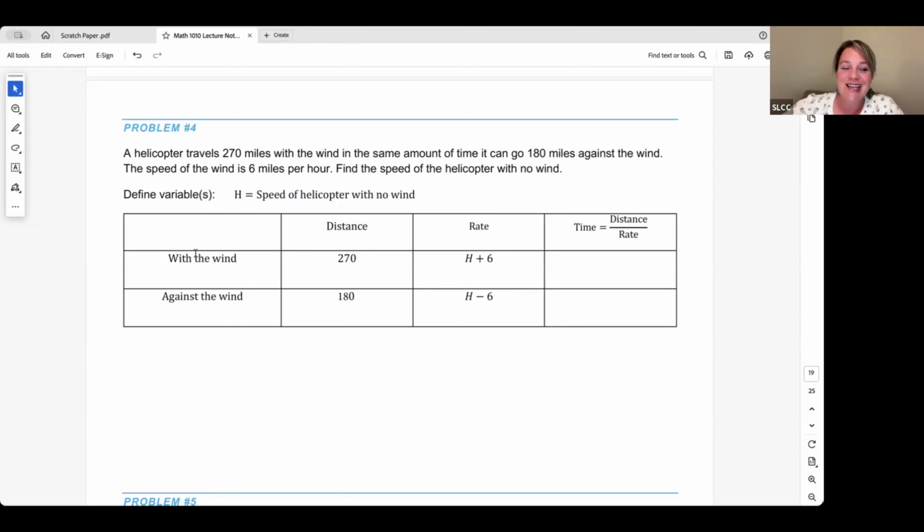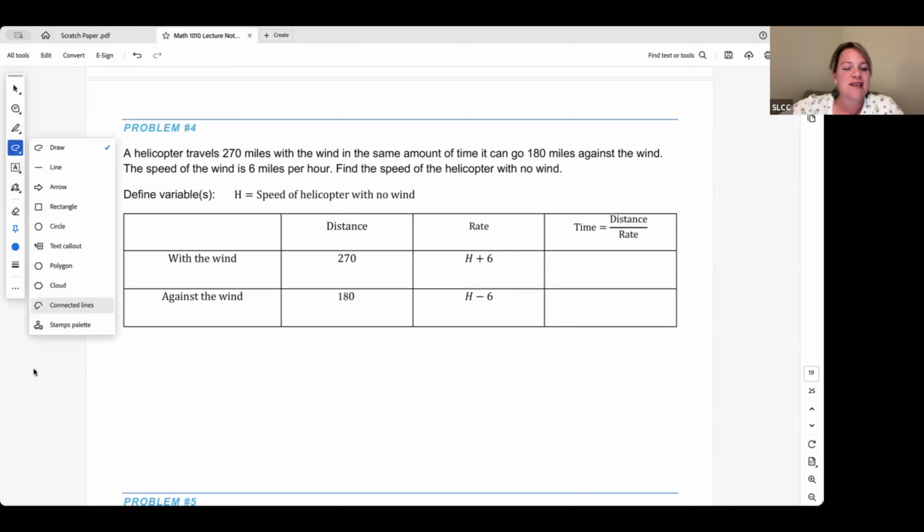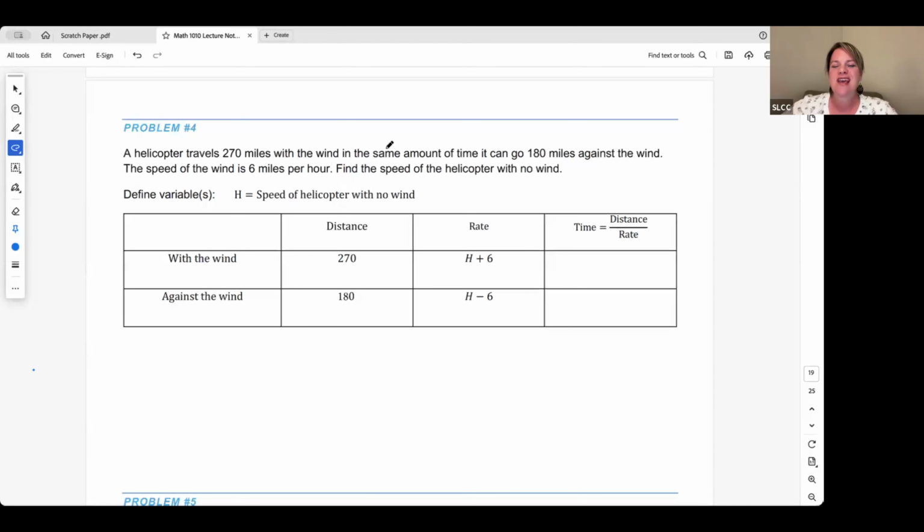Okay, we can use a chart to help us. So we see that the distance is 270 miles when you have the helicopter plus 6, so with the wind. That makes sense. If the wind is pushing us, I'm going farther and there are more miles. Or 180 miles against the wind, right? I'm fighting the wind, so it's h minus 6, and I only go 180 miles.